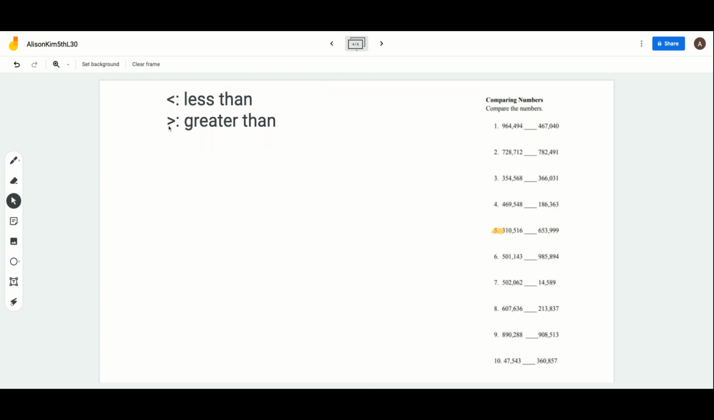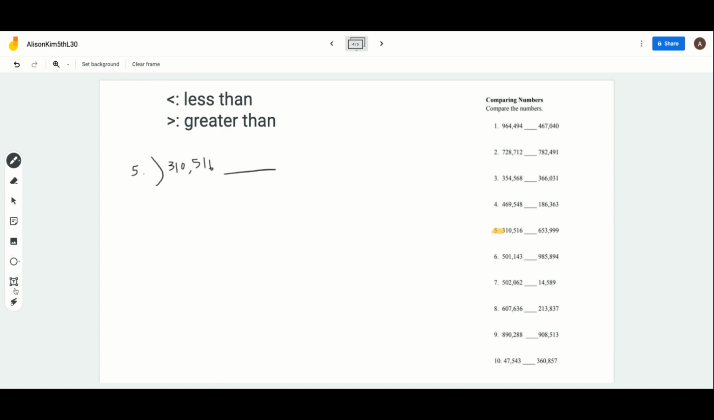So you see this opening right here? If a number is greater, that opening is going to be facing towards it. And the number that's less is going to have this end point facing towards it. You'll understand what I mean when we do number 5 together. Number 5 gave us 310,516, and then there's a blank, and that's where we're going to put one of these symbols.